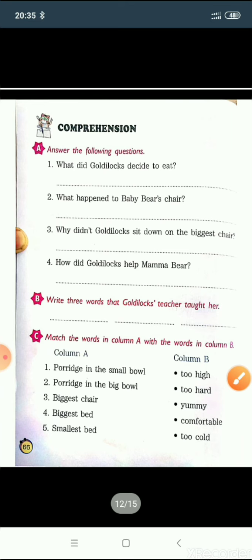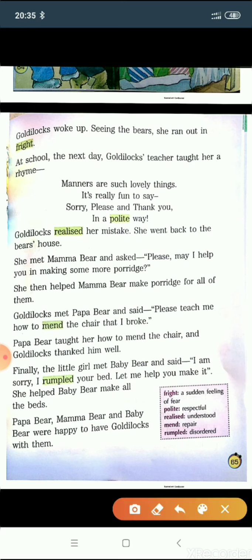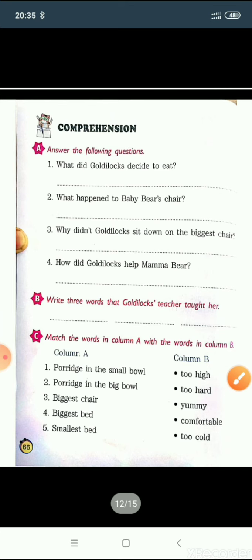Now, coming to the fourth question. How did Goldilocks help Mama Bear? Goldilocks helped Mama Bear in making porridge for all of them. Children, the answer is given on the last page, the third page. Here it is written, she then helped Mama Bear making porridge for all of them. So this is the fourth answer. So with this, the first part, comprehension, is over.